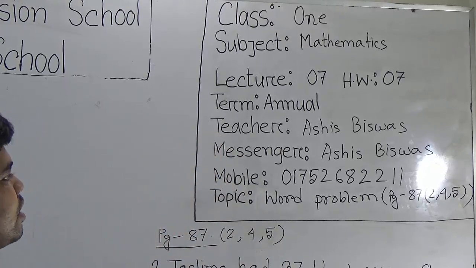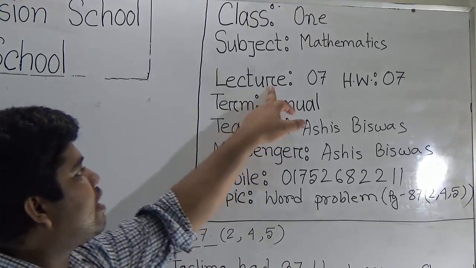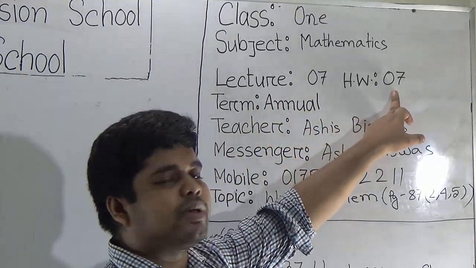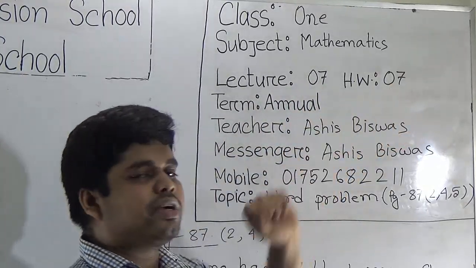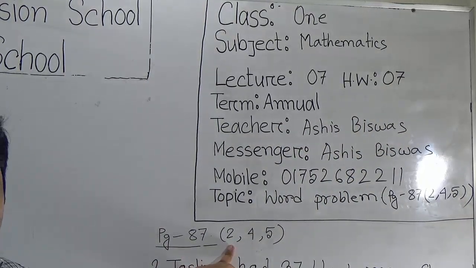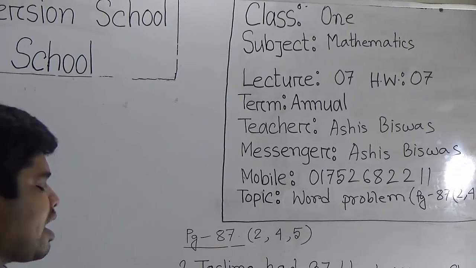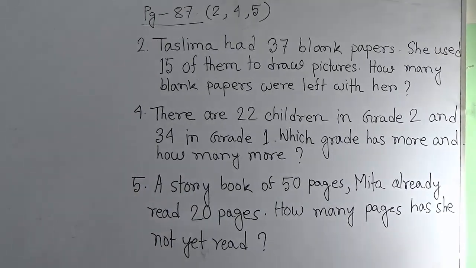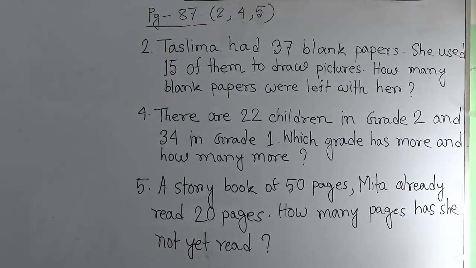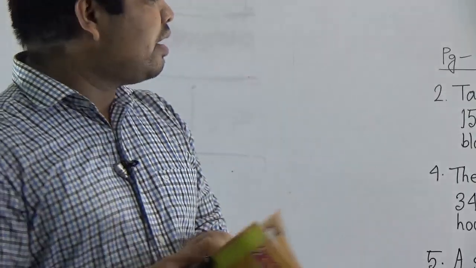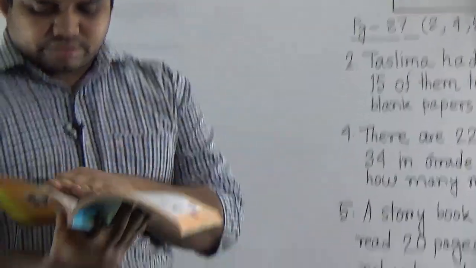My dear students, today is our lecture number 7 in annual term and SW number 7 also. Your SW is just like your CW. That means 2, 4, 5 will be your SW also. So my dear students, let us start our class. This is your EMB book, and open page number 87.